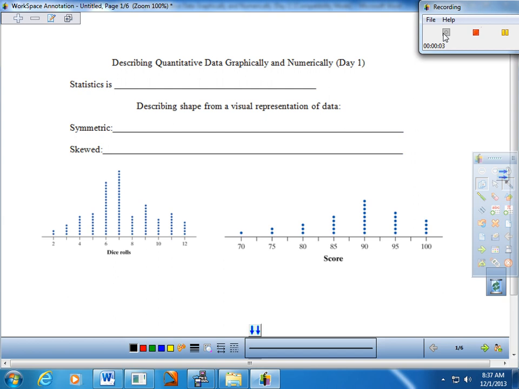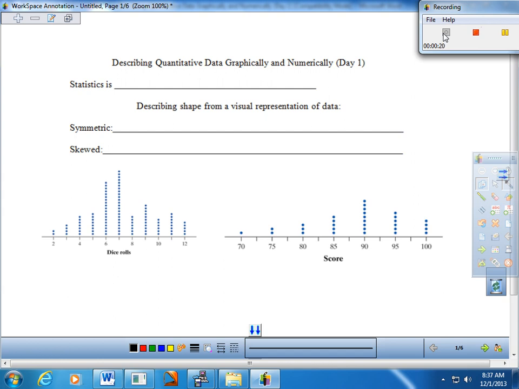Welcome. Today we will begin our statistics unit with the notes worksheet entitled Describing Quantitative Data Graphically and Numerically, Day 1. We'll investigate a few data sets today and talk about ways to mathematically describe the values in those data sets. So let's start at the top here.